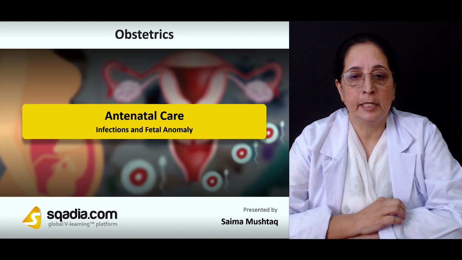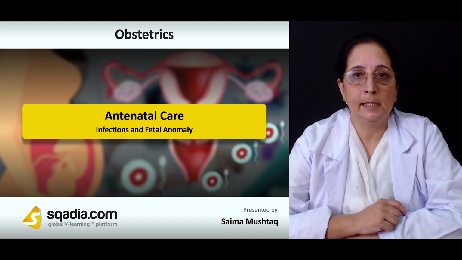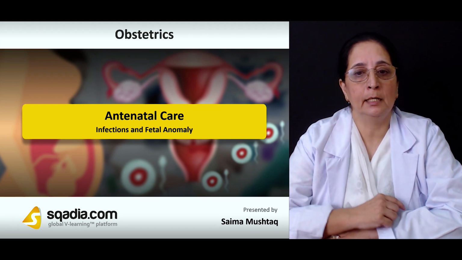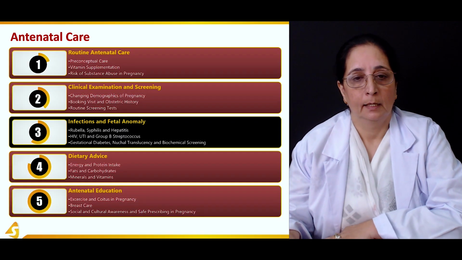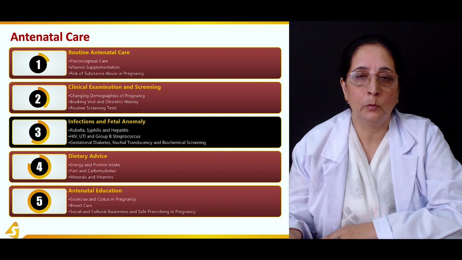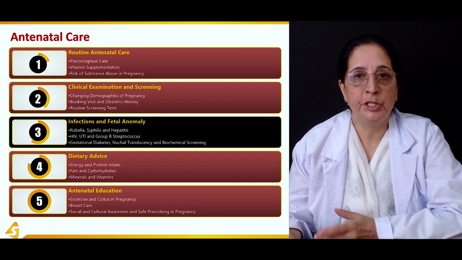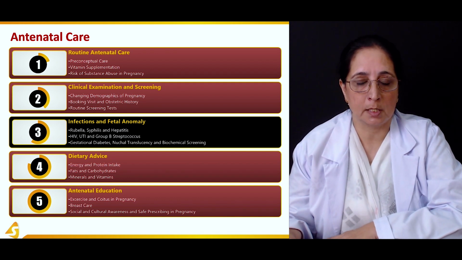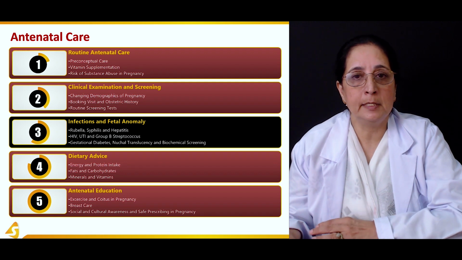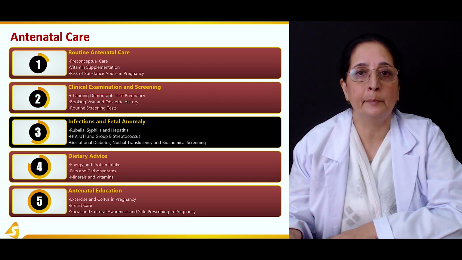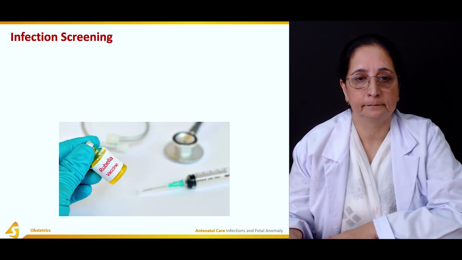In the third section of antenatal care, we will talk about the infections and fetal anomaly. In this section, we will talk about different infections including rubella, syphilis, hepatitis, HIV, UTI, and group B streptococcus, gestational diabetes, nuchal translucency, and biochemical screening.